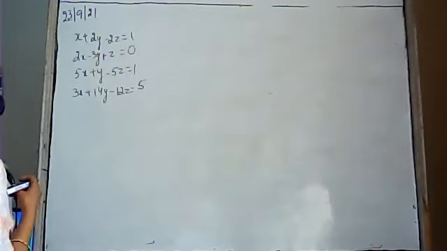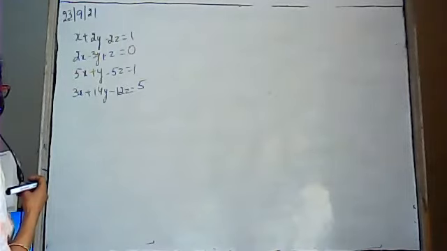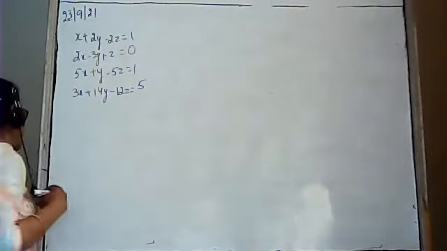I'm again repeating the question. x plus 2y minus 2z is equal to 1, 2x minus 3y plus z equals 0, 5x plus y minus 5z equals 1, and 3x plus 14y minus 12z is equal to 5.